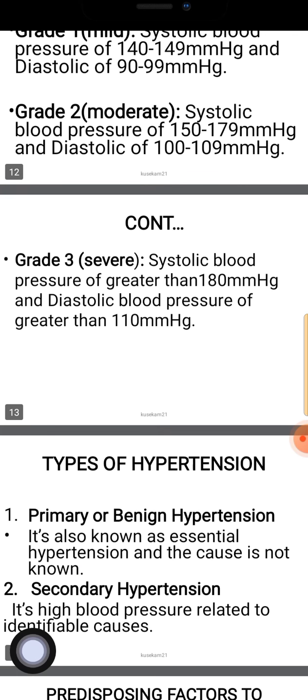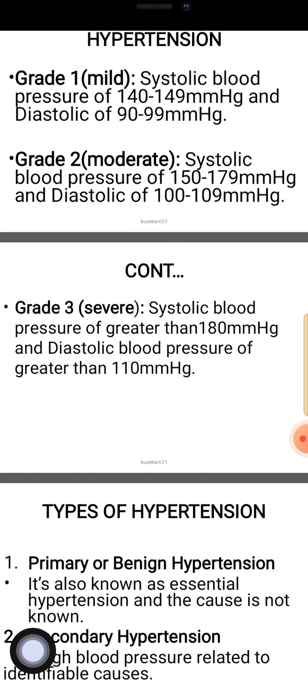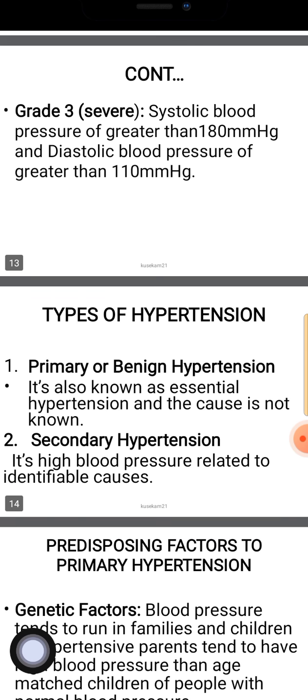Then we do have grade 2, moderate. That one should be in the range of 150 to 179 millimeters of mercury, and then diastolic of 100 to 109 millimeters of mercury. That's moderate. Severe, now we're saying severe or grade 3.